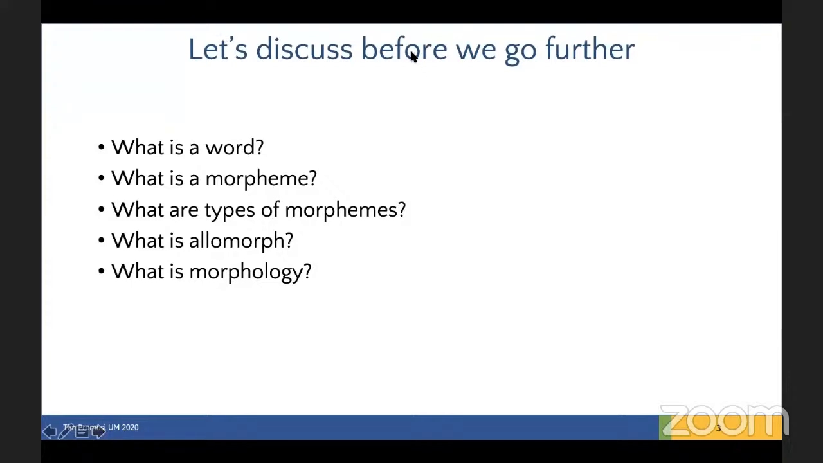Right, so these are some questions that we are going to try to answer by today's lecture. What is a word? What is a morpheme? What are types of morphemes? What is allomorph? And what is morphology itself? Hopefully after listening to the lecture, you will be able to answer all of these questions.